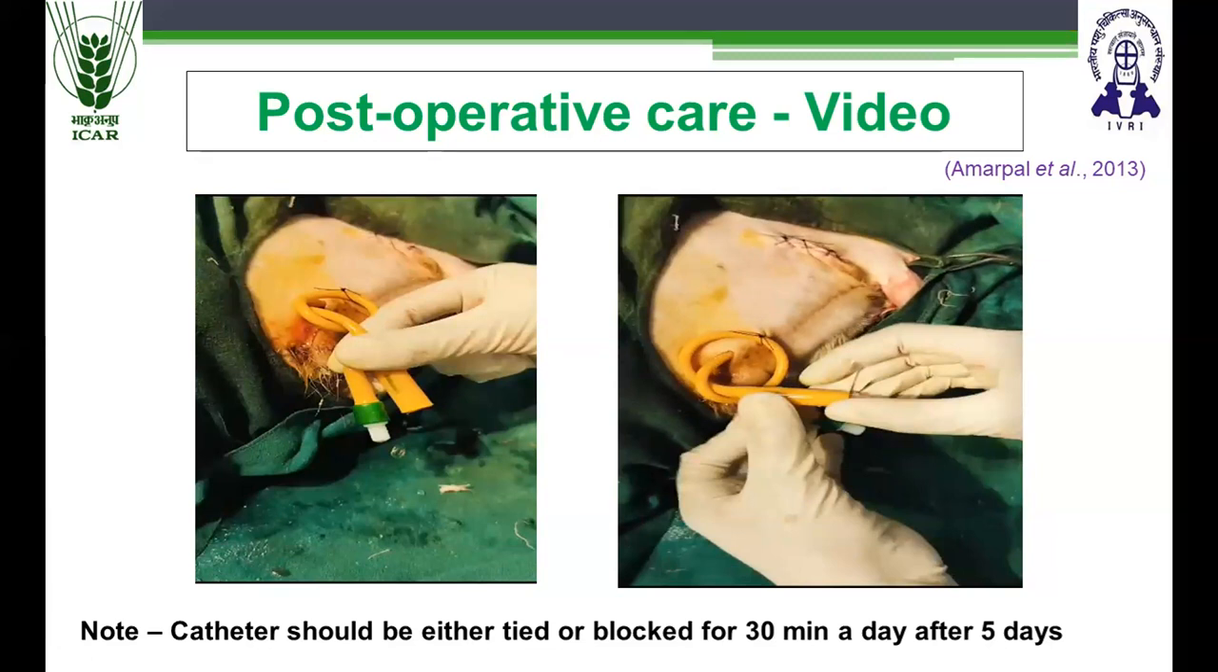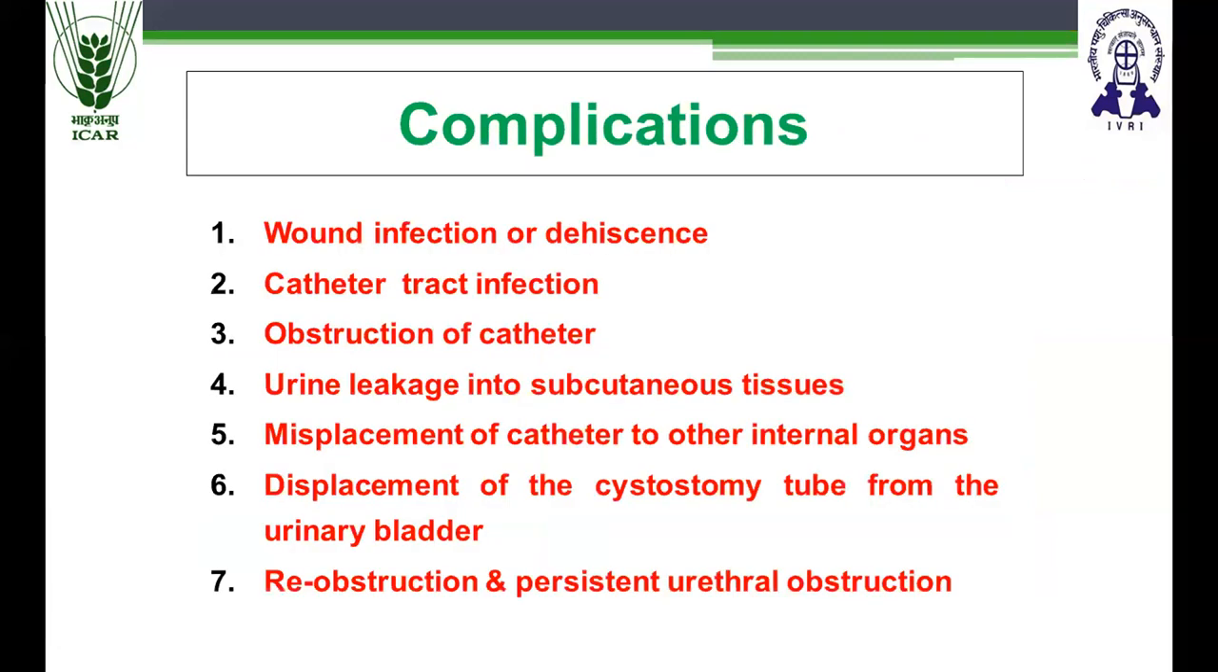The most important thing is complications. What are the complications of tube cystostomy? Wound infection or dehiscence, as in the case of other surgeries, and catheter tract infection. If the catheter is not properly cleaned, it can lead to catheter tract infection. Obstruction of the catheter: if there is so much calculi, if the calculi start dissolving, there is a chance of obstruction of the catheter if it is not properly flushed.